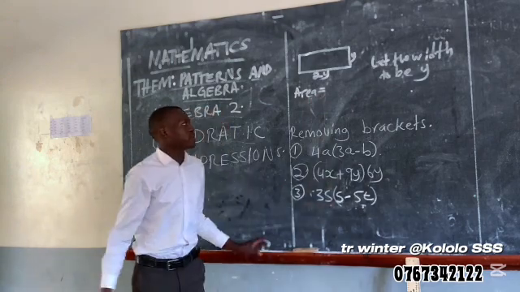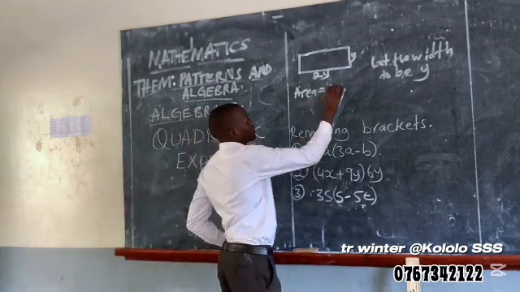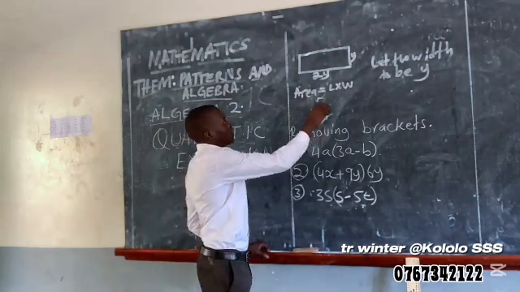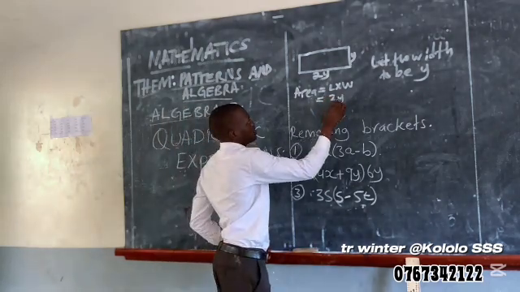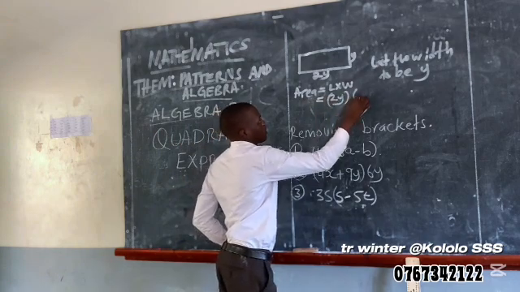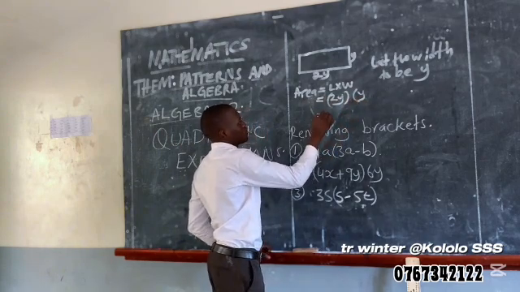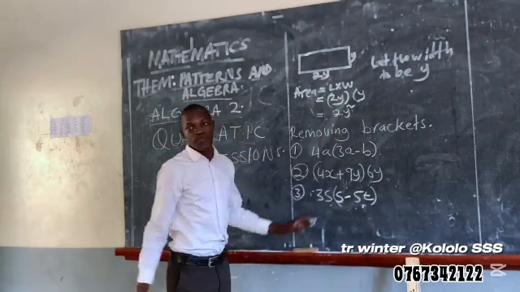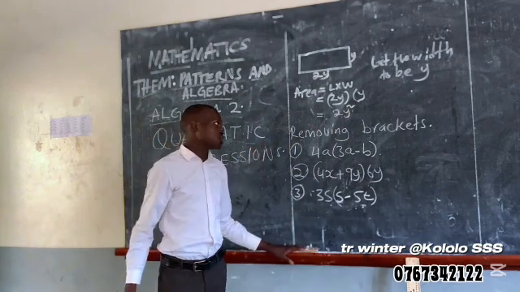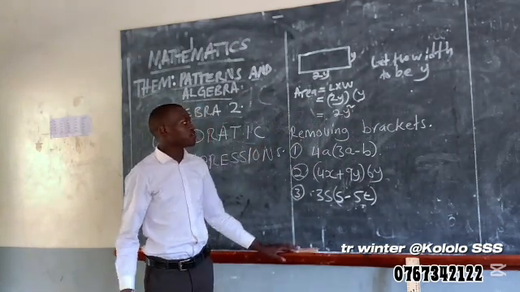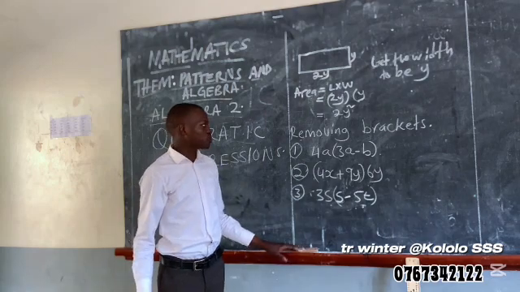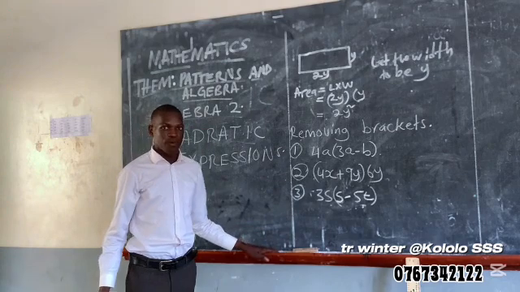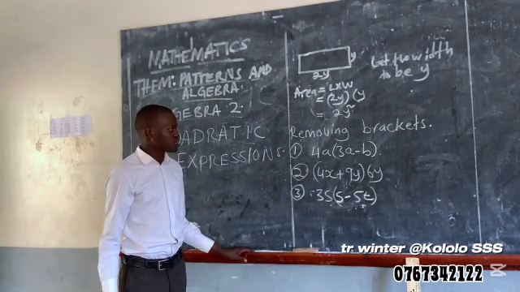Our area will be got by multiplying the length times the width. Our length is 2y. You multiply by your width, giving us 2y squared. This is an example of a quadratic expression because the highest power of the index is 2. When we move on, this can also be brought up in a way of removing brackets.